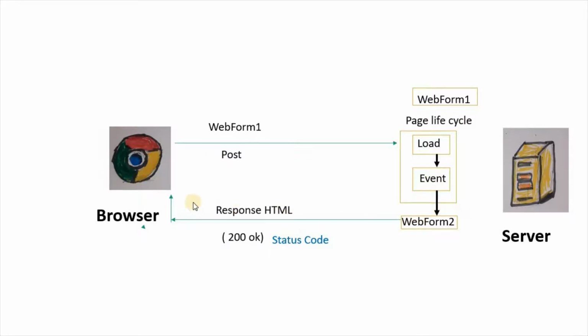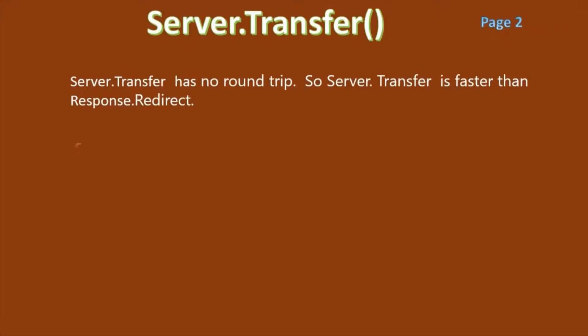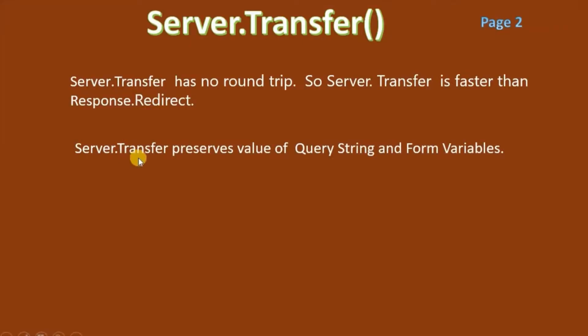In this way we can see there is no extra round trip. So in server.transfer there is only one request and there is no extra round trip. So server.transfer is faster than response.redirect. Server.transfer preserves value of query string and form variables.